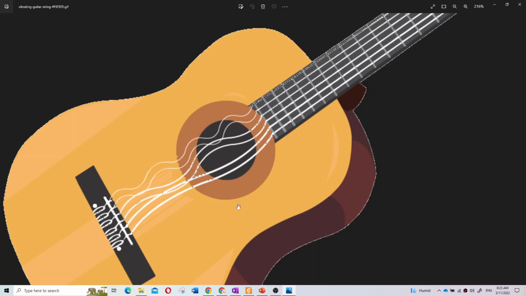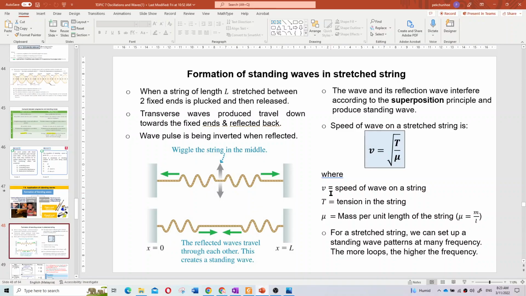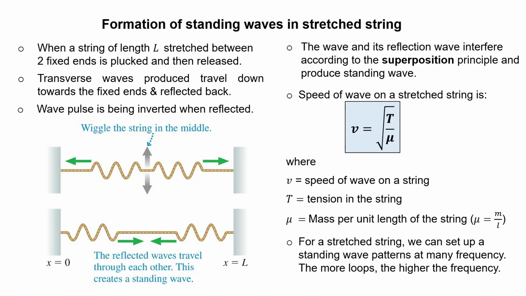So the speed of the wave on the string can be calculated using this formula. The speed of the wave on the string is the square root of T over mu, where T is the tension in the string and mu is the mass per unit length of the string. Guitarists will understand this formula. Let me explain what this formula means.